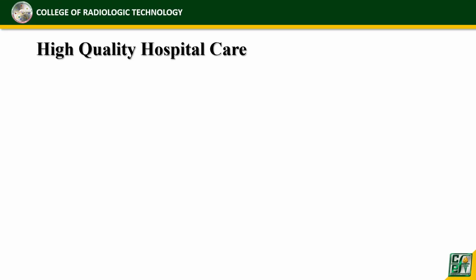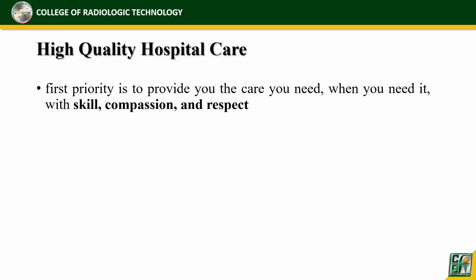So, high quality hospital care. Siya yung nauuna. Katulad ng binanggit natin kanina, dahil ito yung kauna-unang priority ng hospital. Ano yun? To provide quality care or to provide treatment sa pasyente. Diba? Kasi bakit ba naman pupunta ang isang tao sa isang hospital? Diba? That is for care and treatment. Okay? So, first priority is to provide the patient with the care they need when they need it with skill, compassion, and respect. Kaya nga siya ay high quality care. Hindi lang skill, nandiyon din yung compassion and respect.